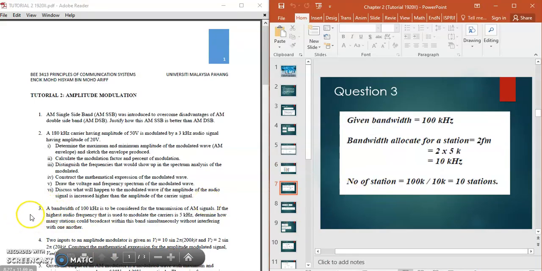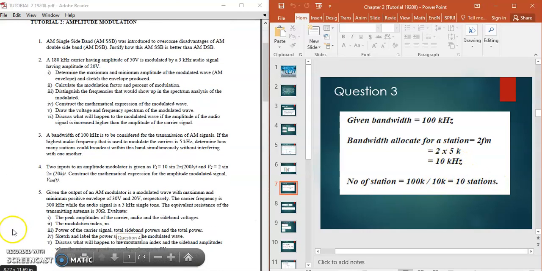Question number 3. A bandwidth of 100 kHz is to be considered for the transmission of AM signal. If the highest audio frequency used to modulate the carrier is 5 kHz, determine how many stations could be broadcast. So bandwidth is 100 kHz, and the bandwidth allocated for each station is 2 times 5K, so you got 10 kHz. Number of stations, you take the given bandwidth 100 kHz divide by 10, so you got 10 stations.